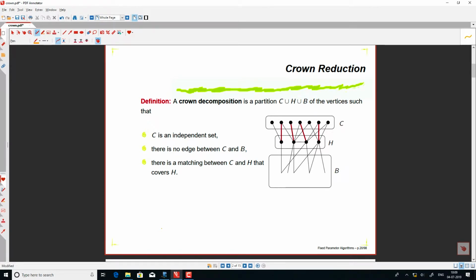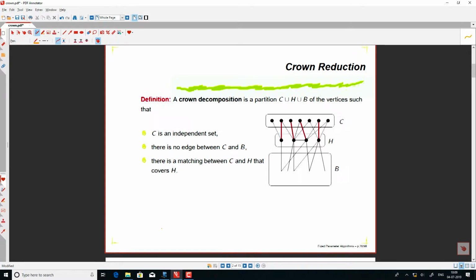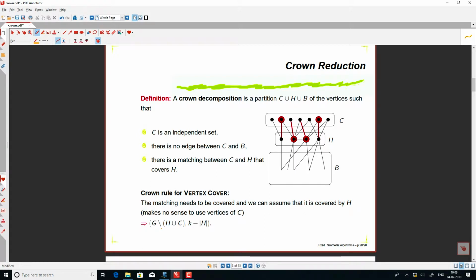Okay. So now we know what a crown is. I have to tell you how to find a crown, and if the crown doesn't exist, how large the resulting graph will be, because the resulting graph is my kernel. So this is the crown rule. If I find a crown, the matching needs to be covered anyway, and we can assume that it is covered by vertices of H. There's no point in picking vertices of C. So the reduction rule would be, from G, I will delete H union C, because H goes into the solution. So H is reduced from my budget, H goes into the solution, and once I delete H, all vertices of C become isolated anyway, so you can delete them, and now you apply recursively on this graph.